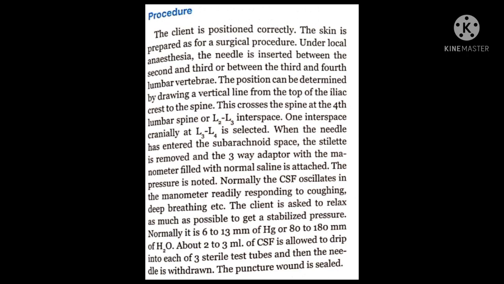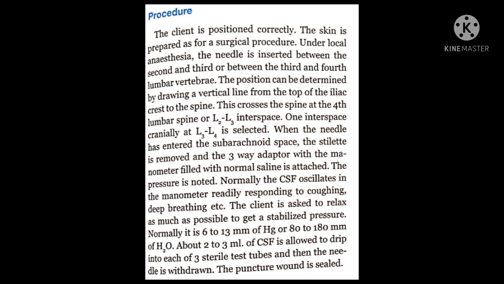The position can be determined by drawing a vertical line from the top of the iliac crest to the spine. This crosses the spine at the fourth lumbar spine or interspace. One interspace cranially is selected.